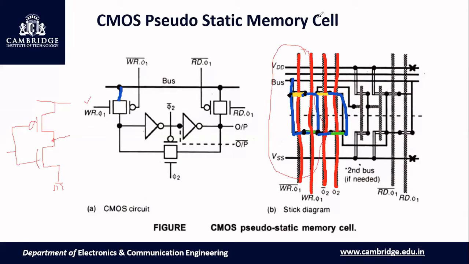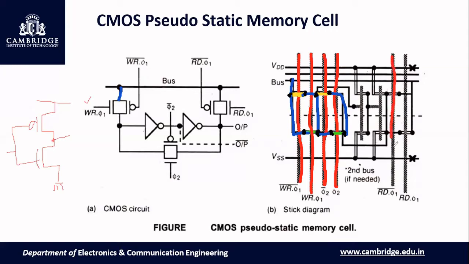And wherever contacts are required, you can make a contact. Getting it? Understood, no? So I have drawn two transmission gates. Drawing a transmission gate is easy, okay? First, you just draw the transmission gate stick diagram.